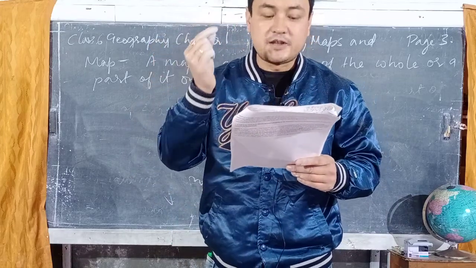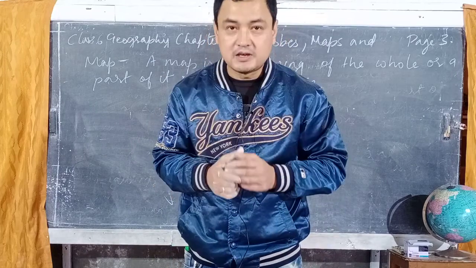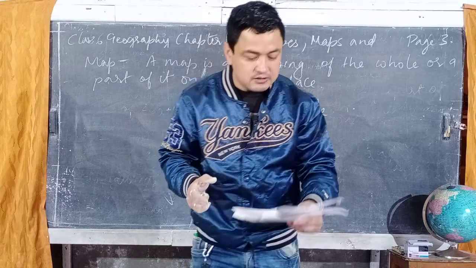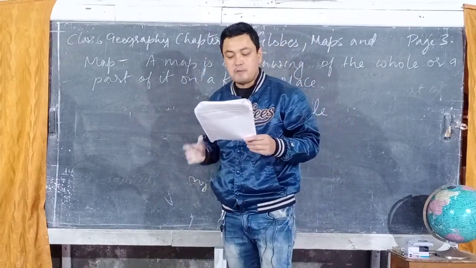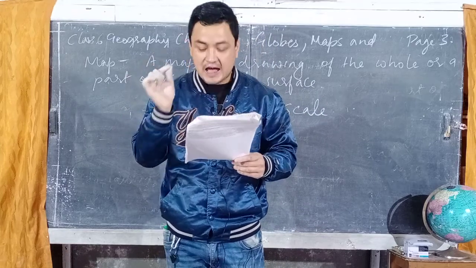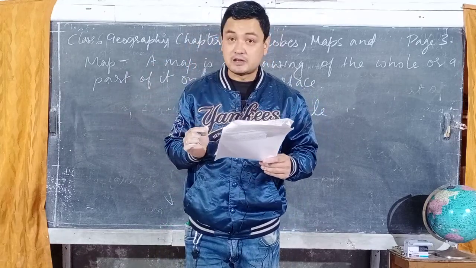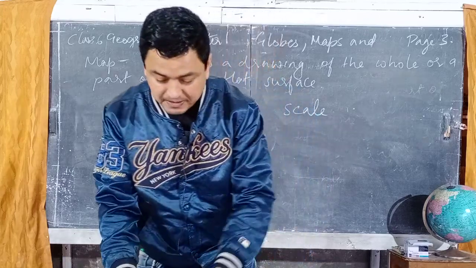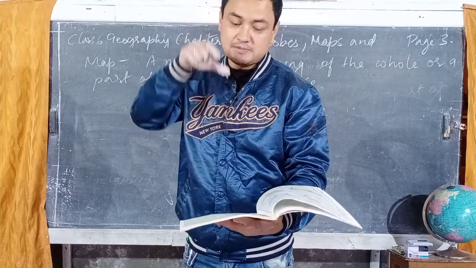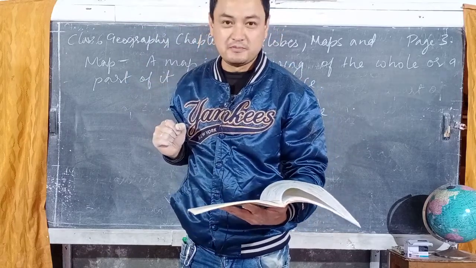A collection of different types of maps found in book form is known as an atlas. A collection of different types of maps bound together in the form of a book is known as an atlas. That is the definition of an atlas. A map looks like an aerial view of some area. When you are looking at the map from above, it is like you are looking at the map from space. It's like an aerial view, okay?